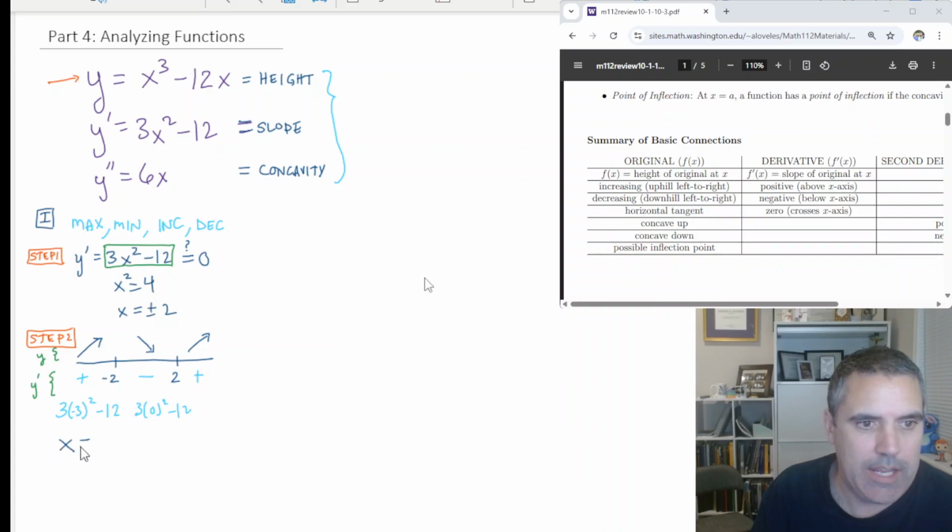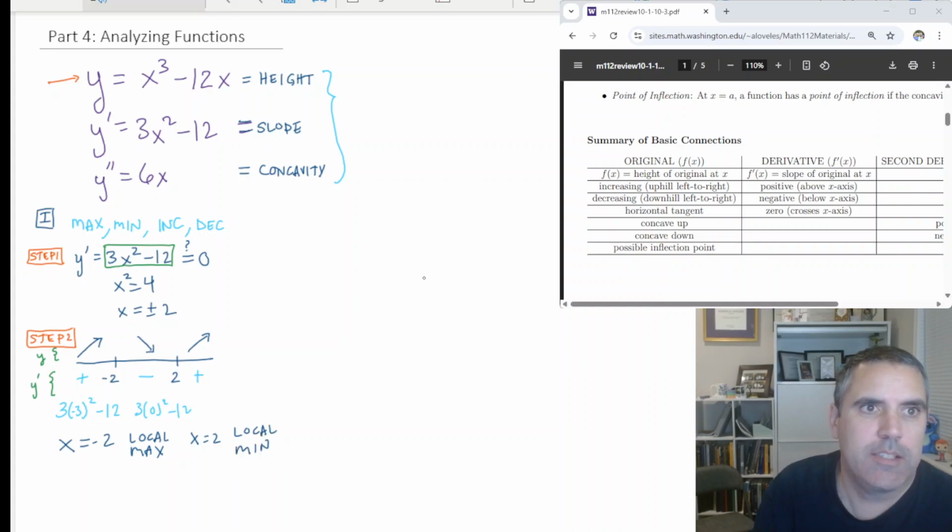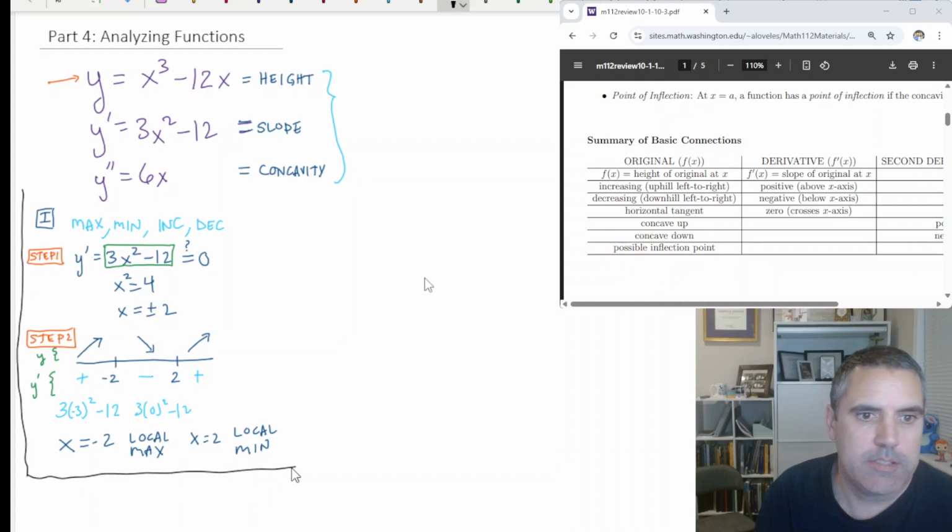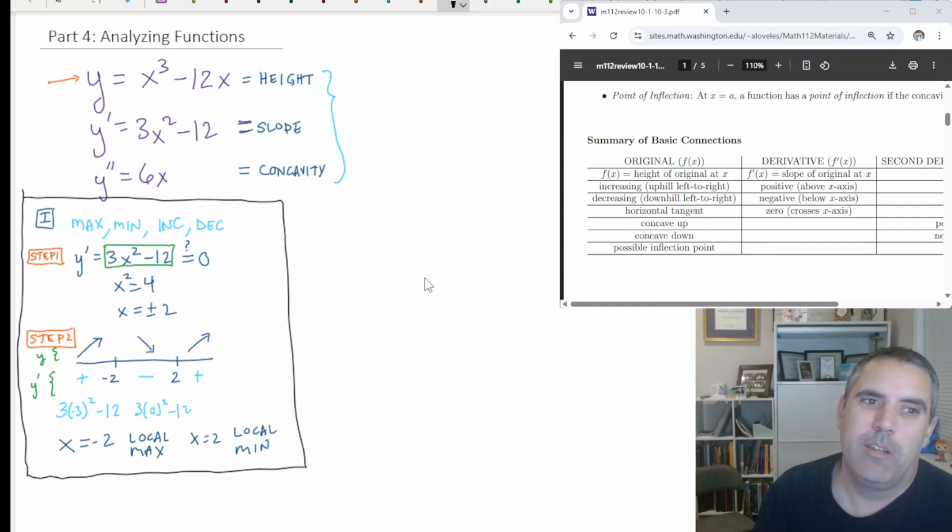So we could say at x equals -2, there's a local max, and at x equals 2, there's a local min. And if you're trying to understand what the graph looks like, that's probably the first thing you do, what we just did there. So let's put a little box around it. So anything that's about increasing, decreasing, local max, local min, that's what we do.